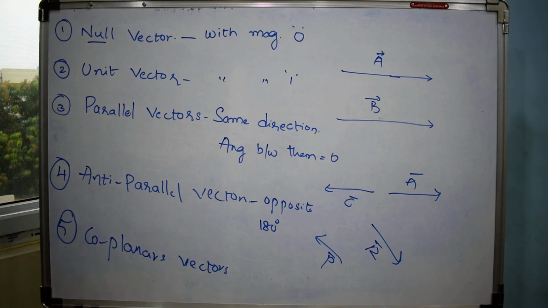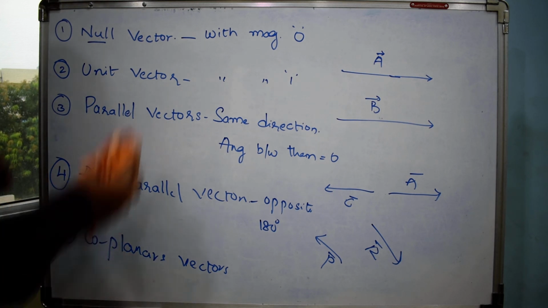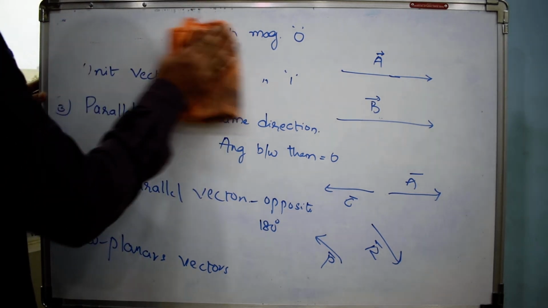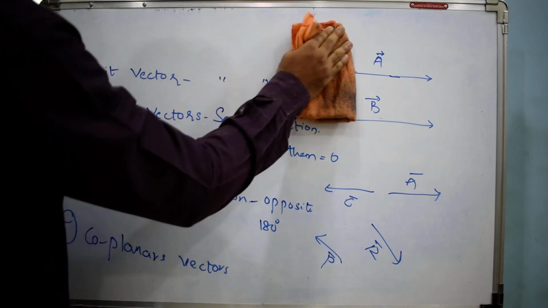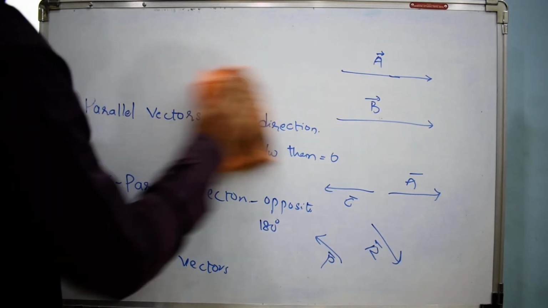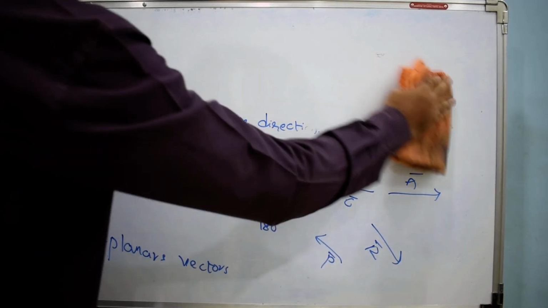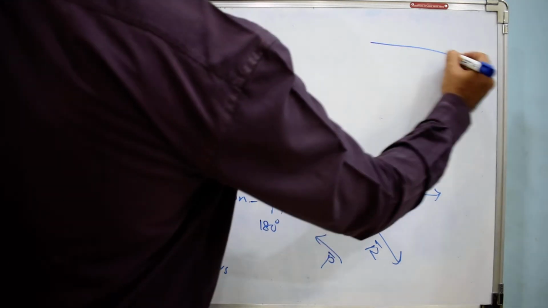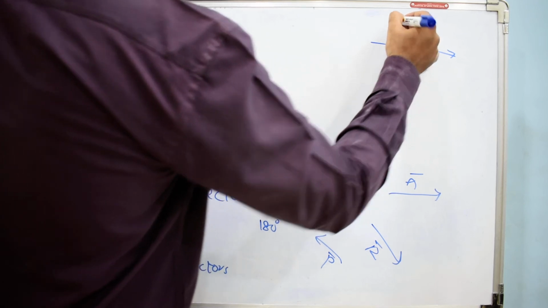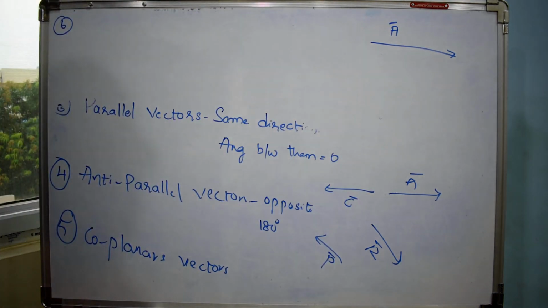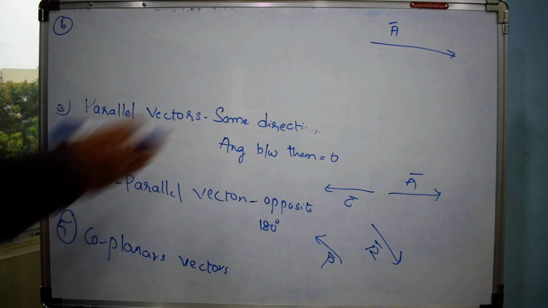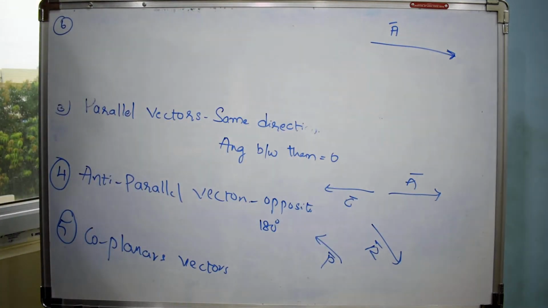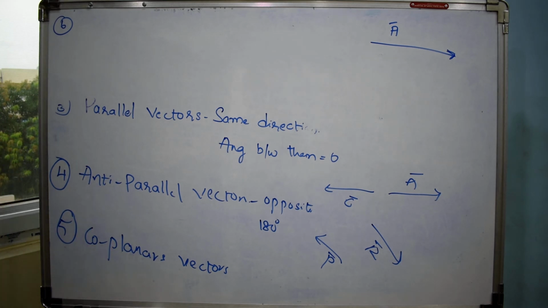And the next thing is something called the negative of a vector. I will erase these things. What does that mean? Let's say I have a particular vector, a bar, in the right direction. This is not an exactly straight line, this is just a rough diagram. So I have a vector a bar in the right direction.